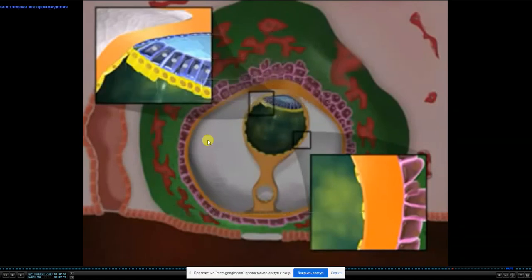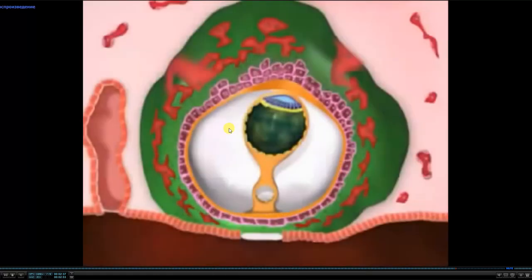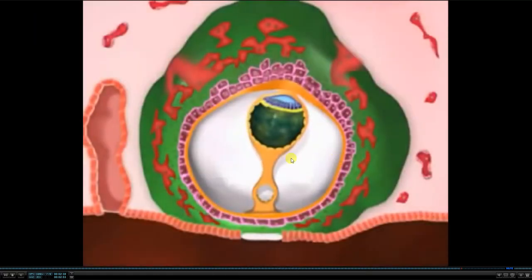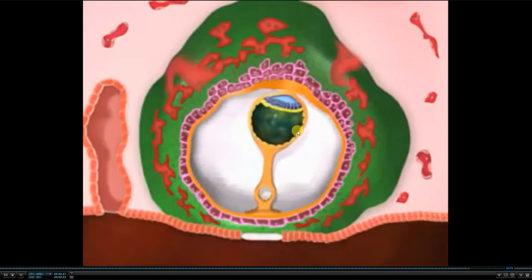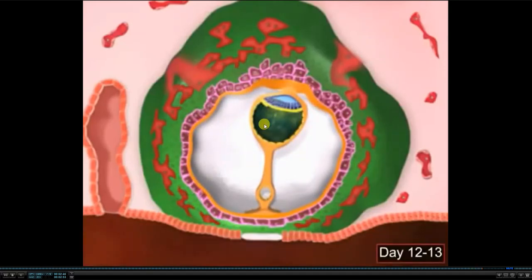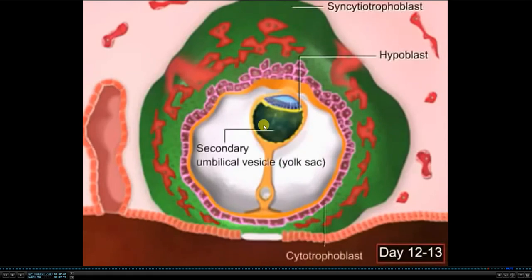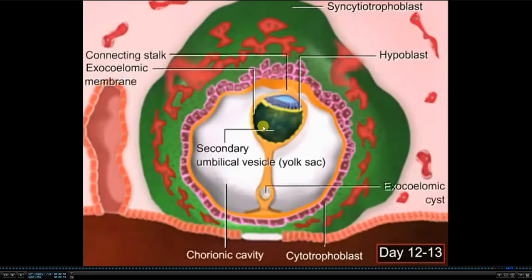And this cavity, which is known as the chorionic cavity, increases in size. The yolk sac is a little bit reduced, and here forms the secondary yolk sac. This is the secondary yolk sac. You see, it's much smaller than the primary yolk sac, and here I want to draw your attention to this structure, the exocelomic cyst. It doesn't matter at all for us.